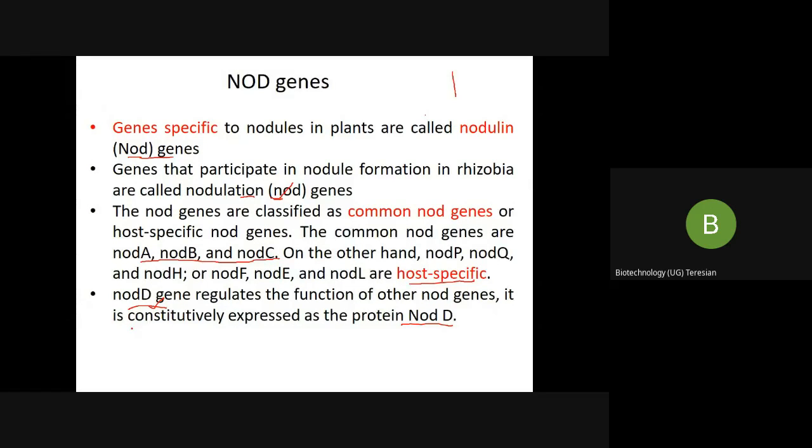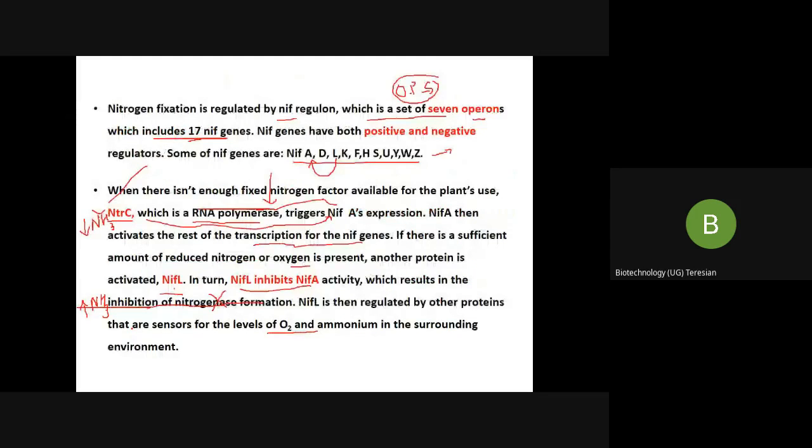The nitrogenase enzyme can become active only in the presence of the NIF genes. If there is a sufficient amount of nitrogen and ammonia present, then the NIF genes are switched off, by NIF-L. If there is no sufficient amount of fixed nitrogen, then you have to switch on your NIF-A. What switches on your NIF-A is your RNA polymerase, NTRC-C. So this is the entire story about our leguminous plant and its interaction.